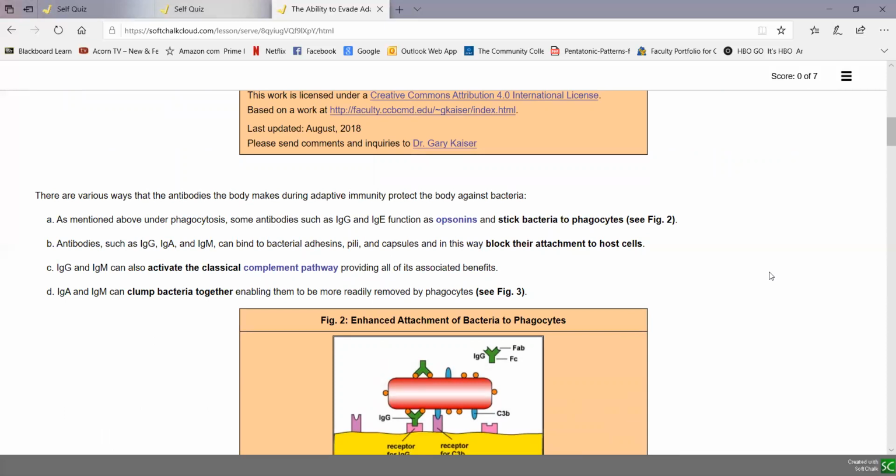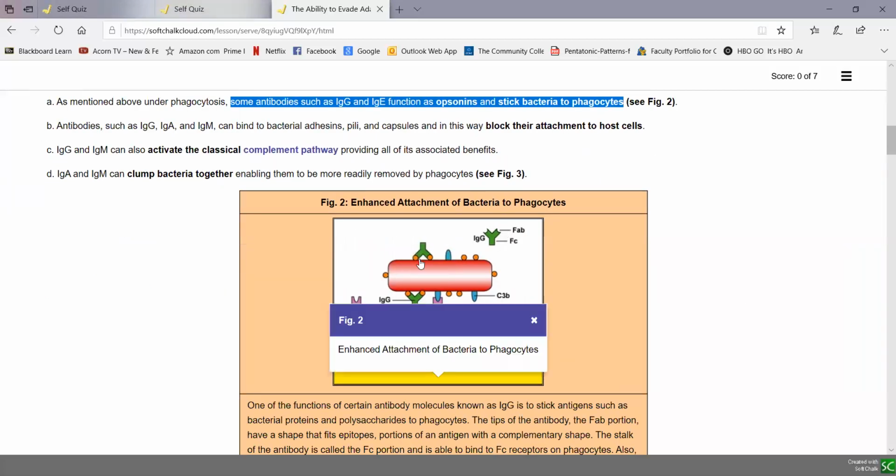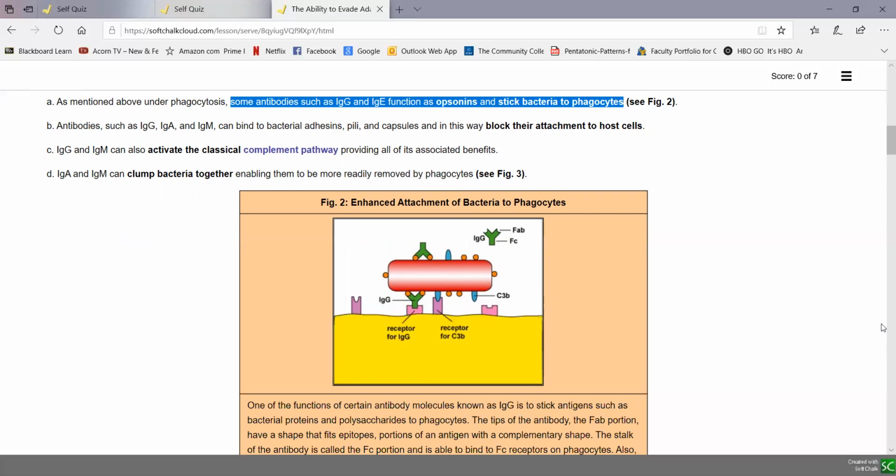And we've already seen a number of ways these antibodies are actually protective during adaptive immunity. So we've seen quite a few times now when we talked about phagocytosis that some antibodies like IgG and IgE function as opsonins. They stick bacteria to phagocytes, like we see in Figure 2, where the FAB part of the antibody binds to epitopes on the bacterium, and then the FC portion binds to receptors on phagocytes for enhanced attachment or opsonization.